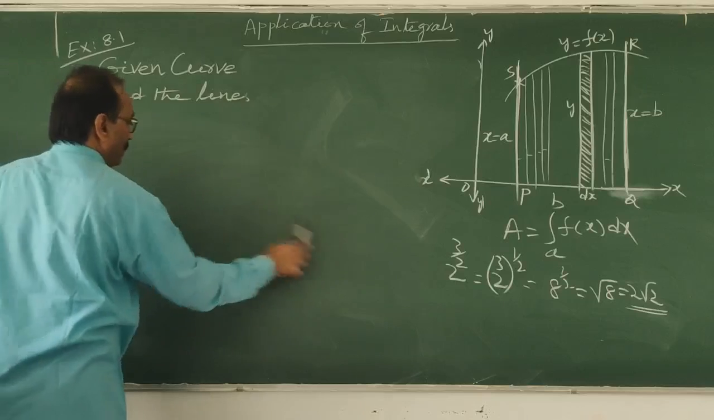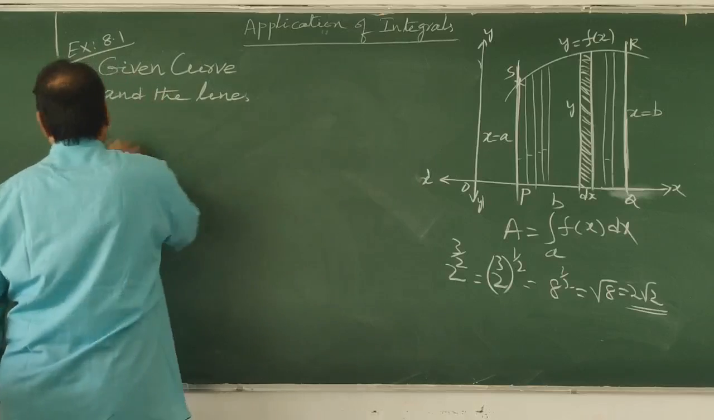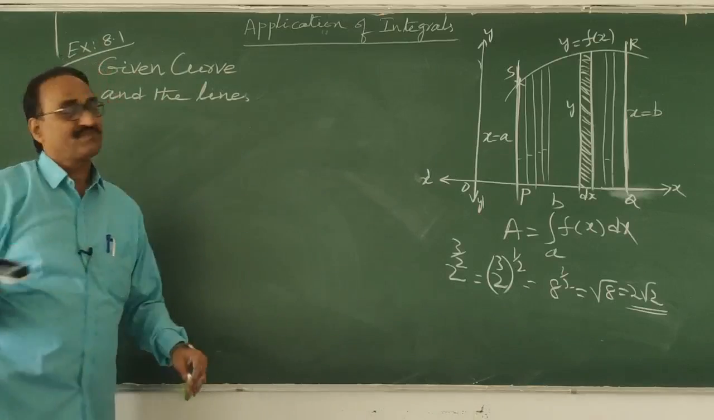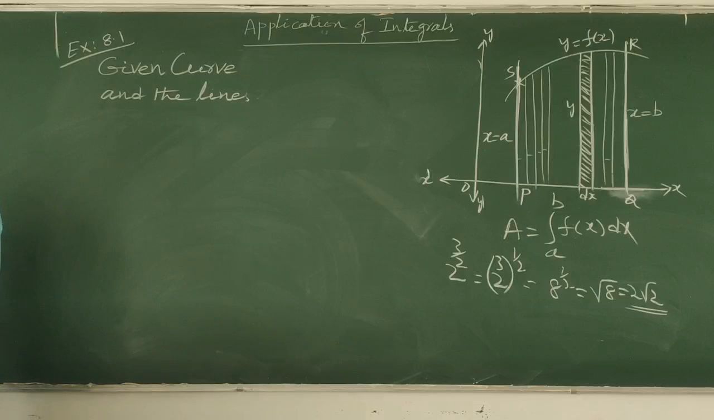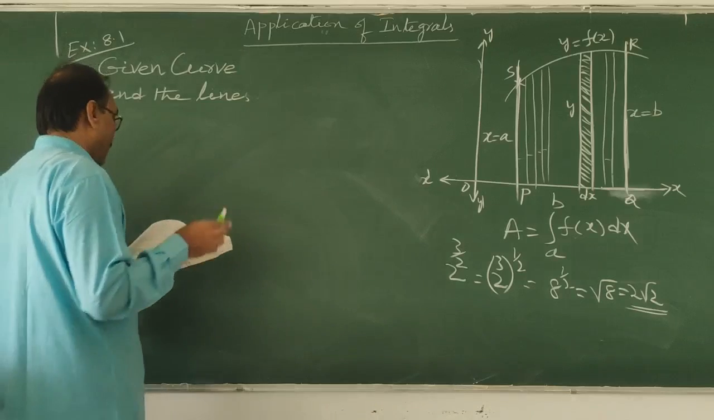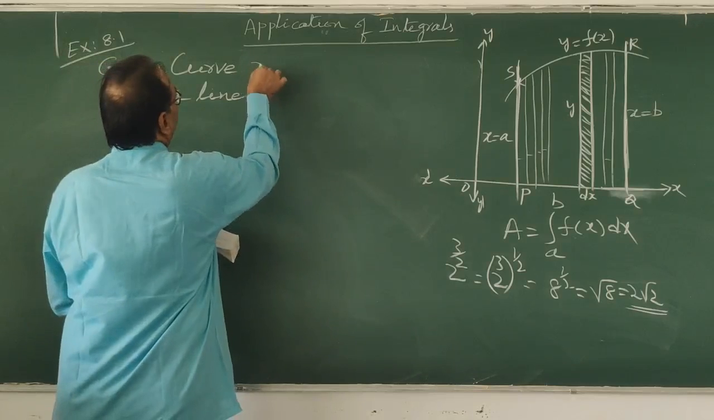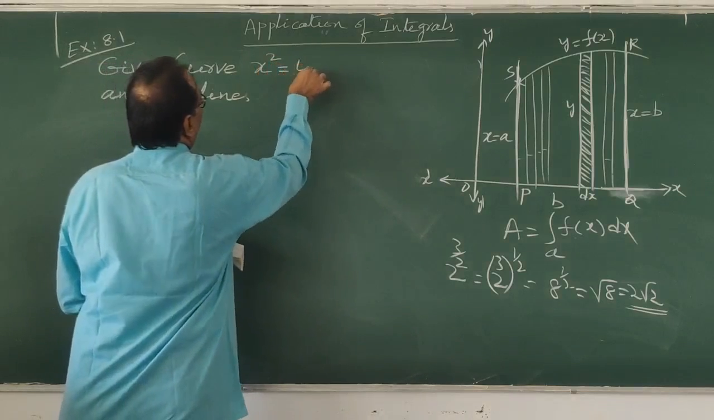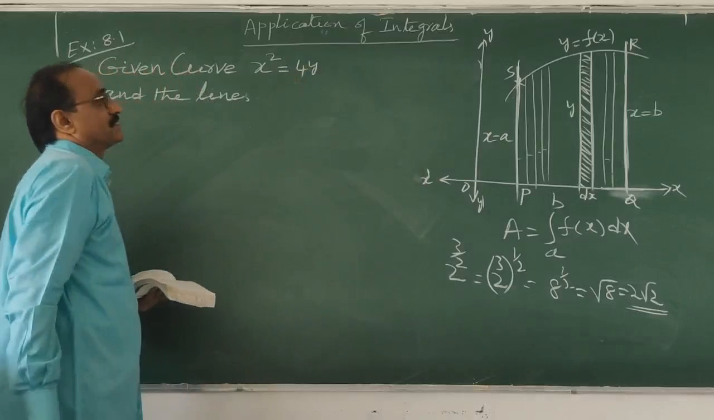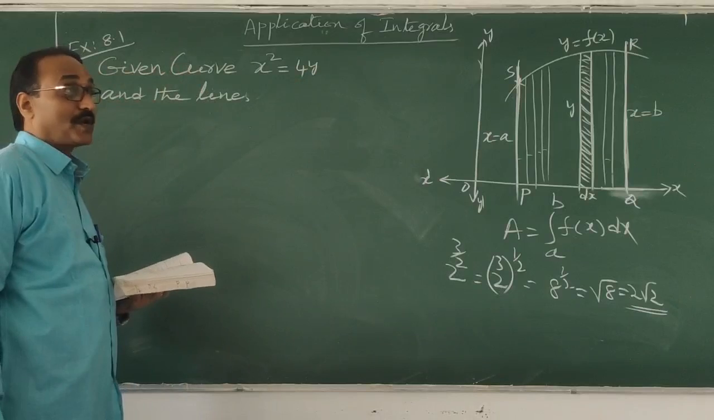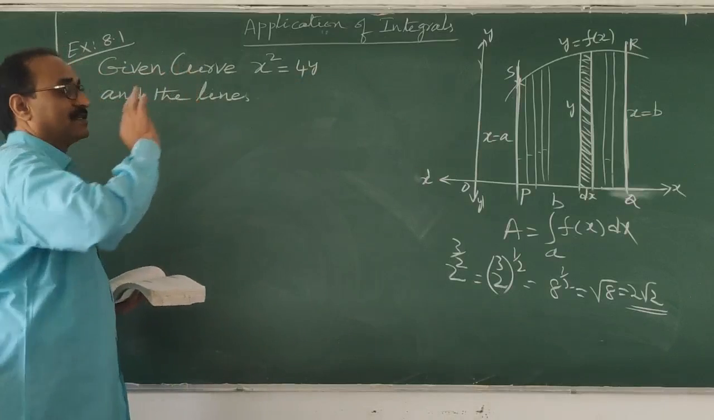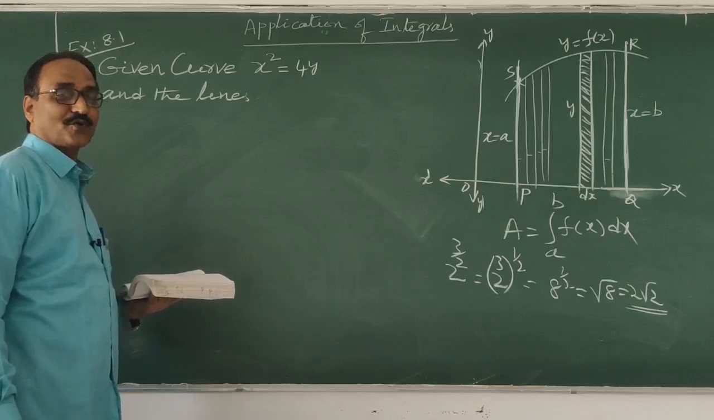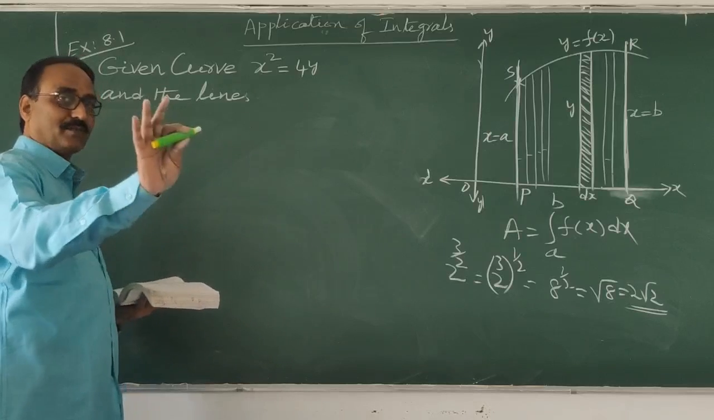Once again you can write, no problem. Now you see here, I'll read problem number 3. Find the area of the region bounded by x square is equal to 4y. The given curve is x square is equal to 4y. Let it be like that. Sir, x is equal to root 4y, you should write like that? I'll tell you. Keep it like that first.